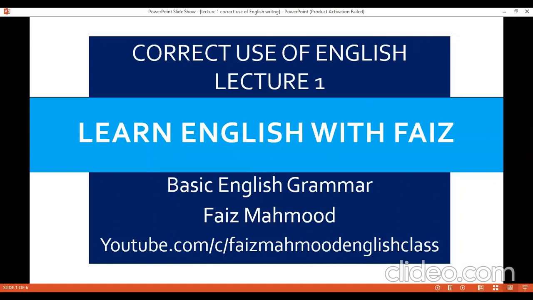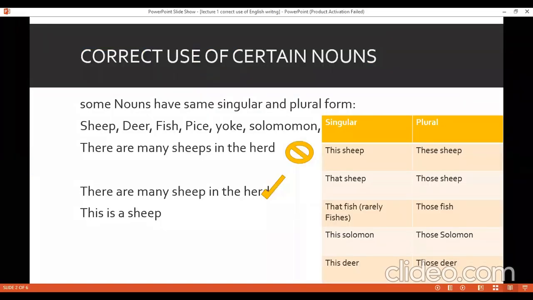Today, we will try to learn the correct writing, how can we write correctly, and how can we speak accurately. There are some nouns which have the same singular and plural form, like sheep, deer, fish, pies, yoke, Solomon. We never use s with them to make them plural because sheep is singular and sheep is also plural.